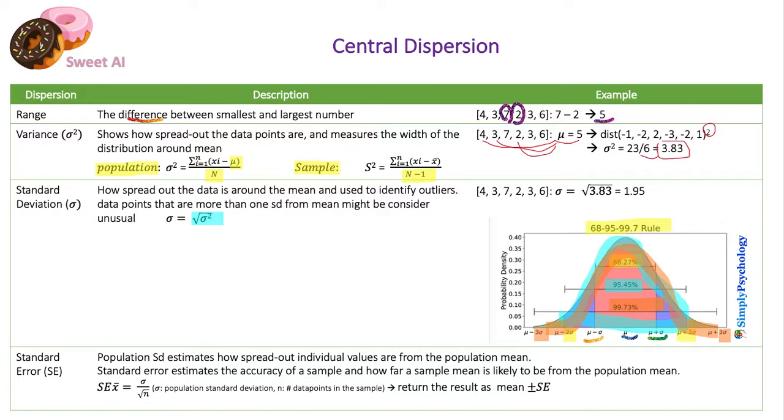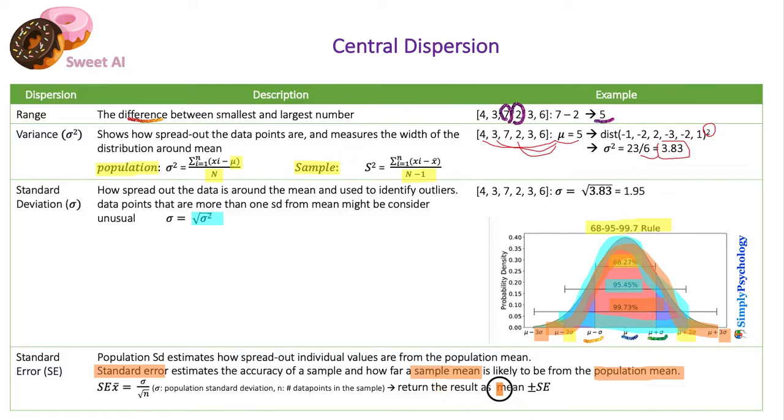Now let's talk about standard error. Population standard deviation estimates how spread out the individual values are from the population mean, right? As you see in this picture. The standard error estimates the accuracy of a sample and how far a sample mean is likely to be from the population mean. So it's the distance between the sample mean and the population mean.